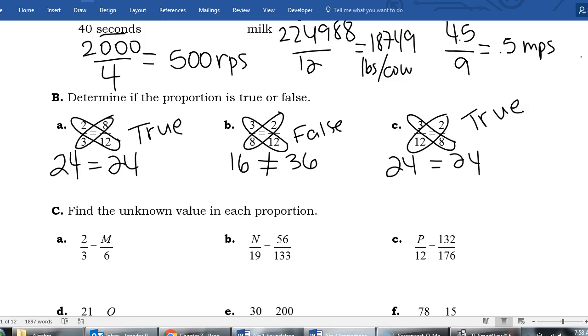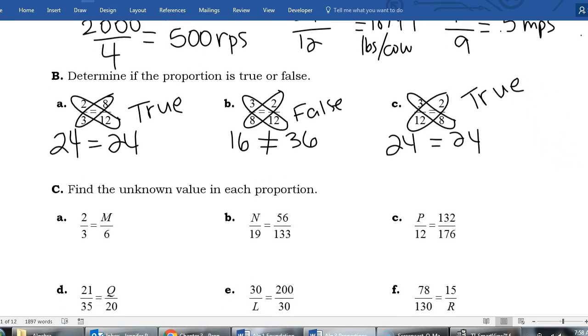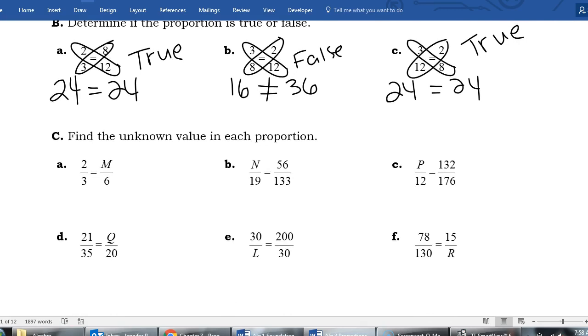Letter C says, find the value in each proportion. So I have a bunch of examples here, and I'm going to show you two methods that you can choose what works best for you. The first one is called the fish method.